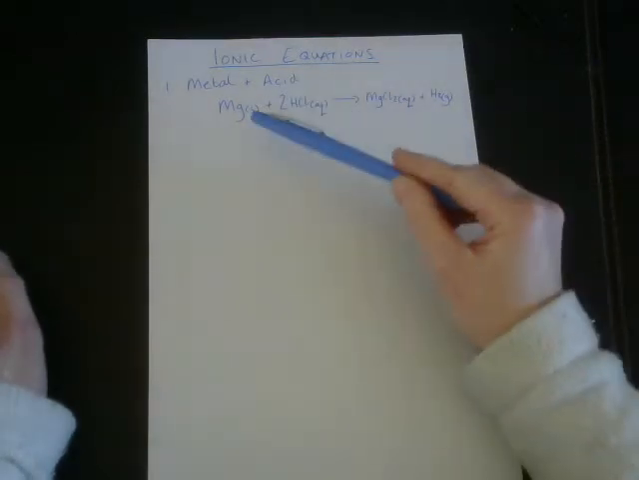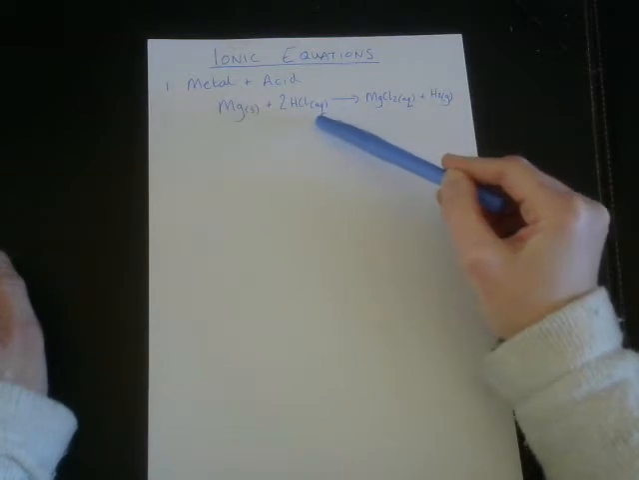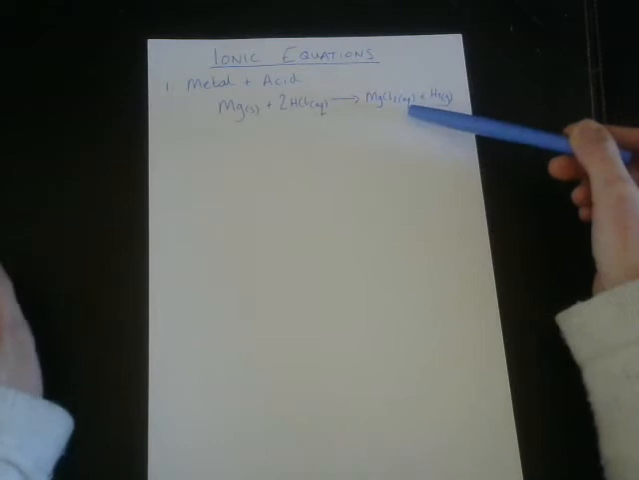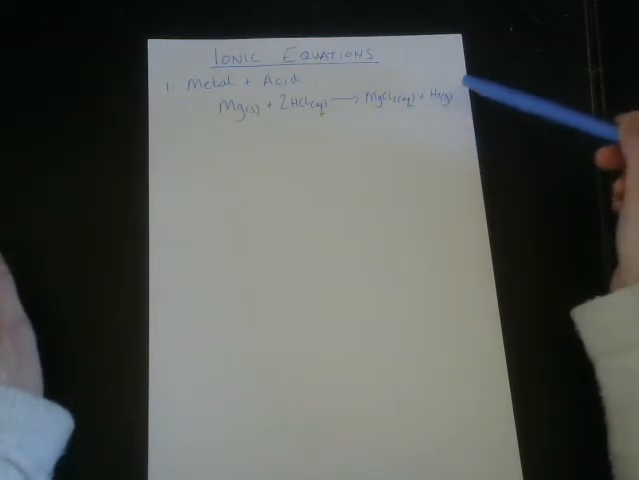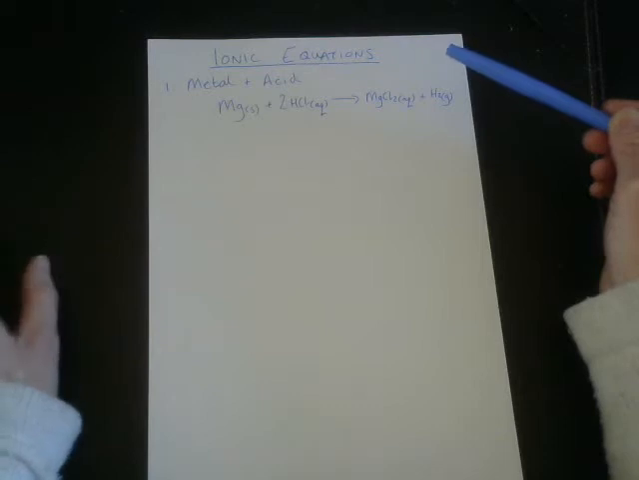We've got magnesium, solid, we've got hydrochloric acid, which is an aqueous solution, going to magnesium chloride, which is dissolved, it's an aqueous solution, and hydrogen gas. So my first rule is that you look at the state symbols and you keep in our ionic equation the solids, the liquids and any gases.